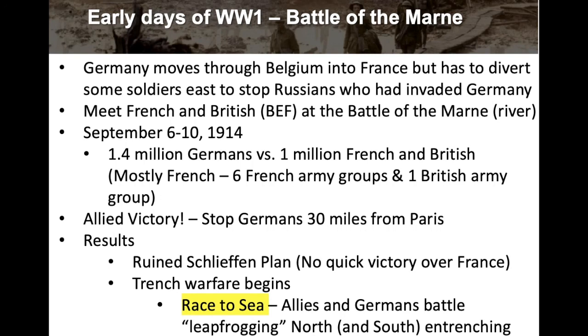The Allied forces, which is the French and the BEF, the British, they battle with the Germans in kind of like a leapfrogging battle movement to the north. So they're basically moving north, battling one another, and digging trenches the whole way. They also do this to the south, down towards Switzerland. But the race to the sea goes to the north, and they're entrenching the entire way. And this develops into what is known as the Western Front, where the war is going to be fought for 4 years along this front with very little movement, a lot of stagnation, along this trench system called the Western Front.